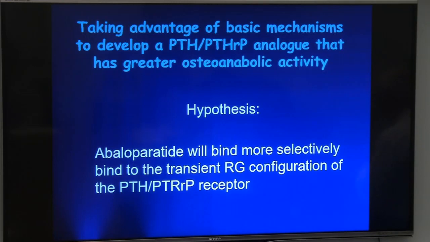Now, there was another theory to this. How do you make a better anabolic? Well, why is this molecule more anabolic, or allegedly more anabolic than teriparatide? If it were to bind more selectively to the configuration of the PTHRP receptor that is locked into the anabolic pathway, it would be more anabolic. There is one PTH receptor in the periphery, and it binds PTH, it binds PTHRP, it binds abaloparatide, it binds any PTH.